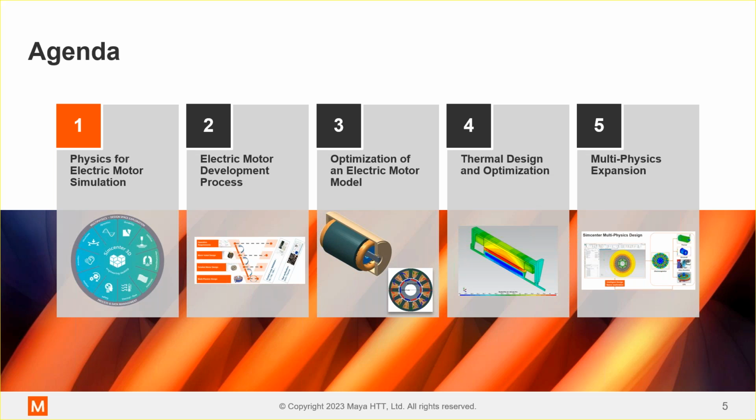We'll then go over the optimization of the electric motor model and how we went about that. Look at the thermal design and the optimization for the thermal capabilities, and just a quick overview of how we can expand this beyond today. We're just looking at electromagnetics and thermal, but how we expand into further domains using the Siemens tools and Maya's expertise in them.